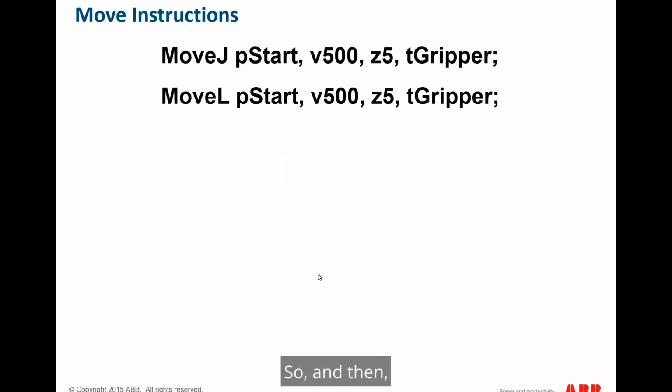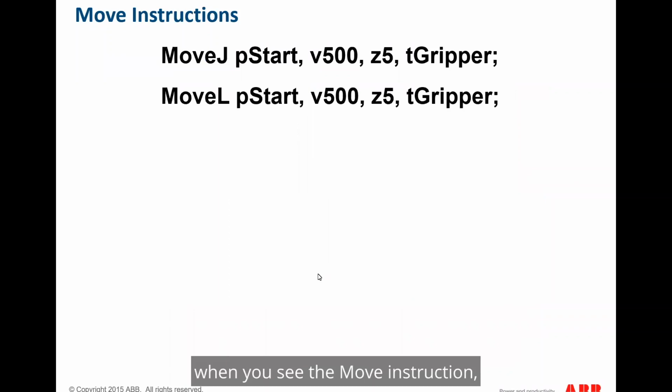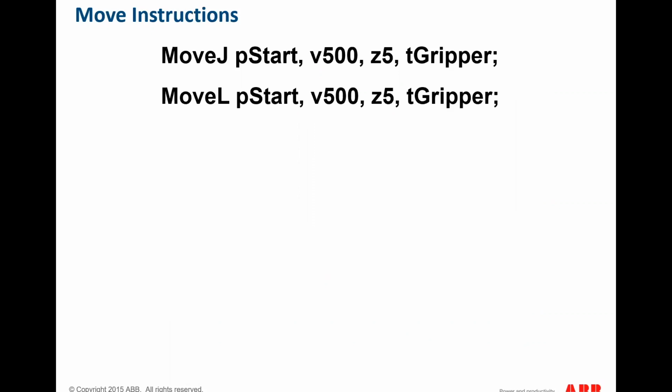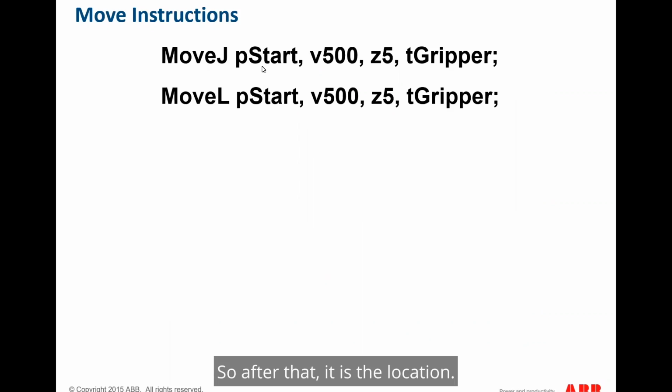And then when you see the move instruction, this is the basic structure. First, it is the move instruction: either move J, move L, move arc, move center, or move circle. After that comes the location, P start, which is the position. And then we see the V. V means velocity, how fast you want the robot arm to move.